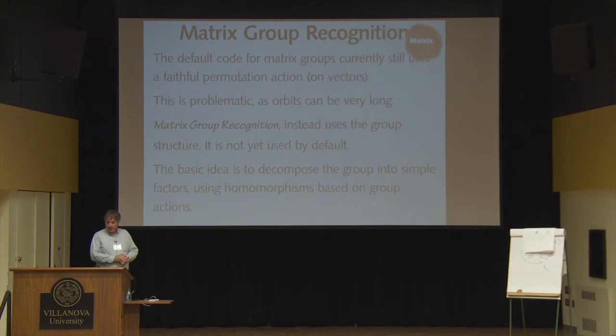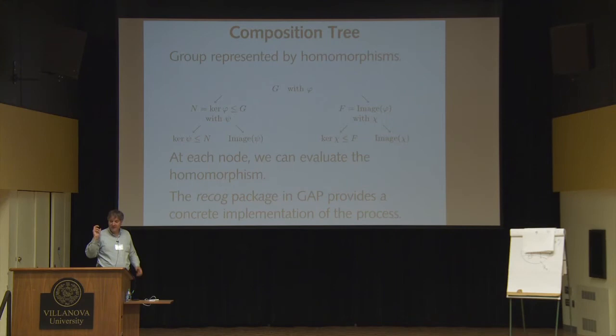What has been developed over the last 15, 20 years almost is something which goes under the name of matrix group recognition, which says let's first calculate the structure. And what is done there is we split the group apart. We try to find homomorphisms by acting on suitable things. So let's take the group, we find a homomorphism by acting on something. We have a smaller image, we have a smaller kernel, and we chop this apart more and more till we end up with simple factors.